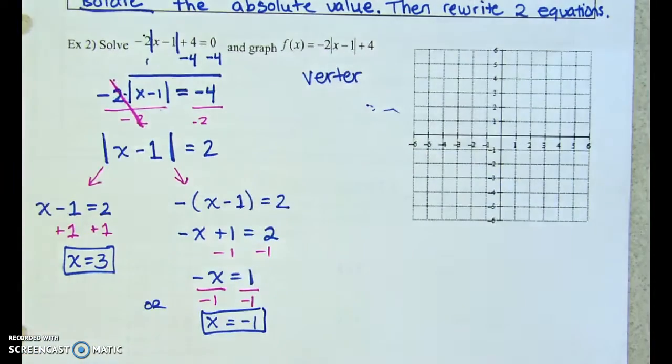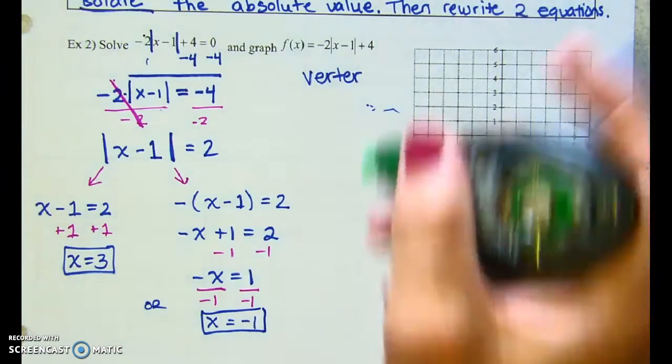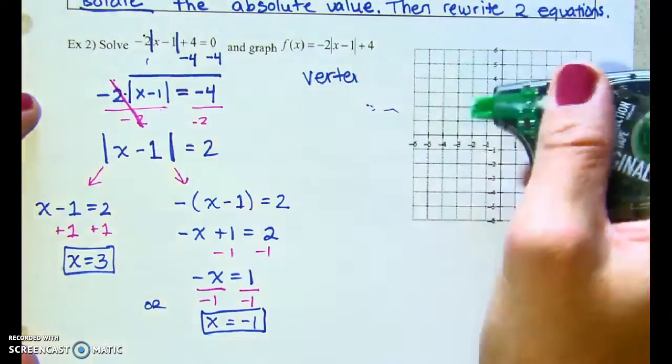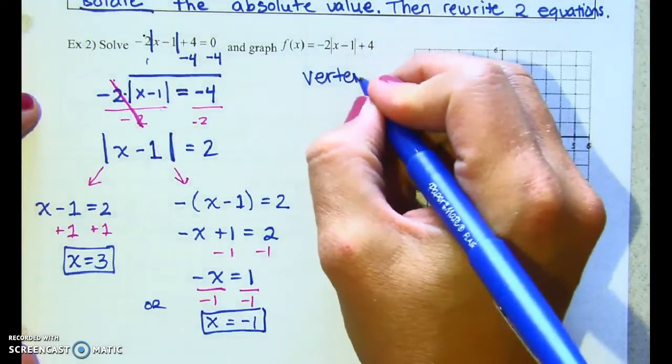Did I spell that right? Nope. I need my whiteout. Here we go. I'll make it work. Vertex.